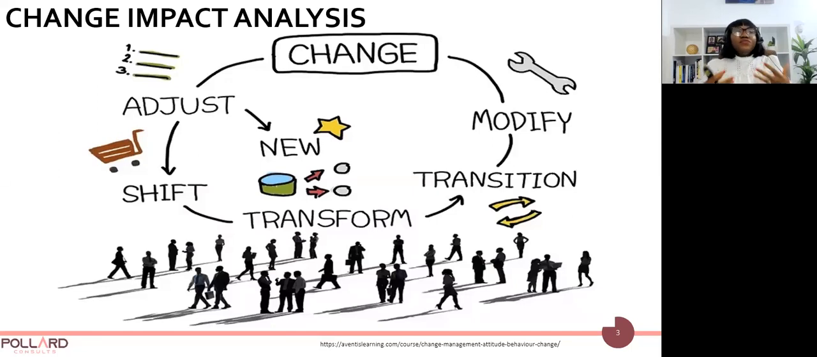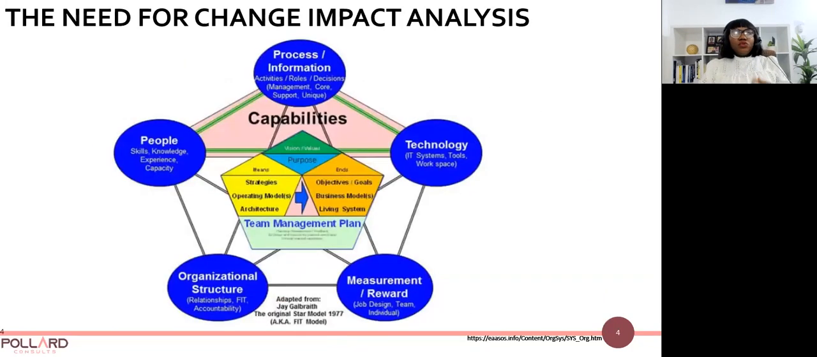Rather, today I'll be defining change impact analysis as that set of activities that you do at the beginning of a project to identify all the aspects of an enterprise that will be impacted by a change as you try to address the needs of the stakeholders. Why is it important to look at change from this perspective?